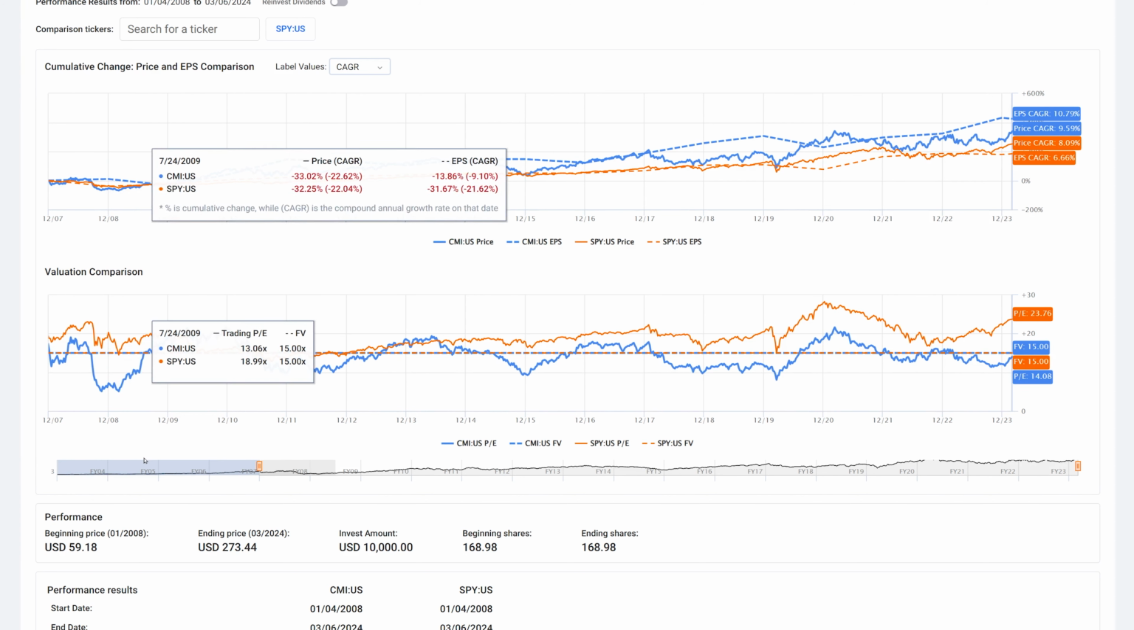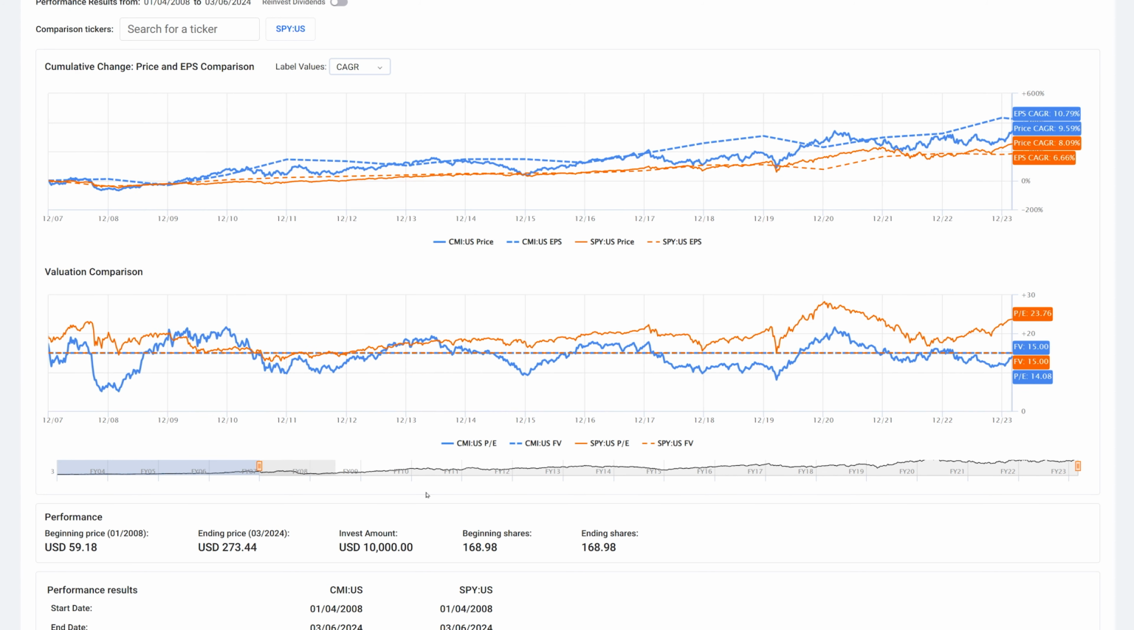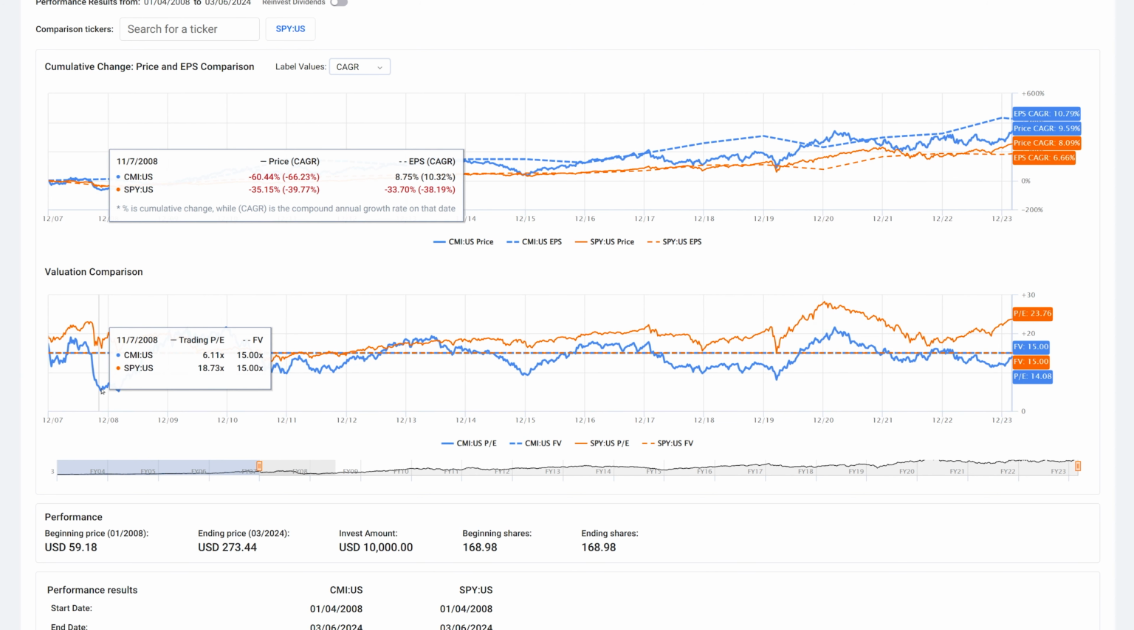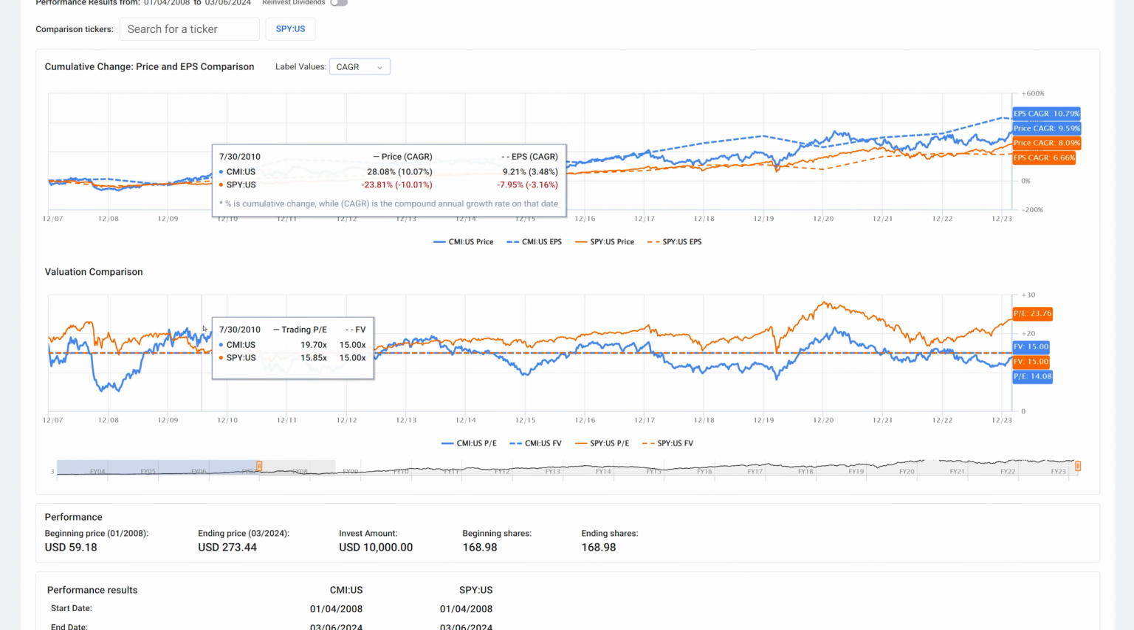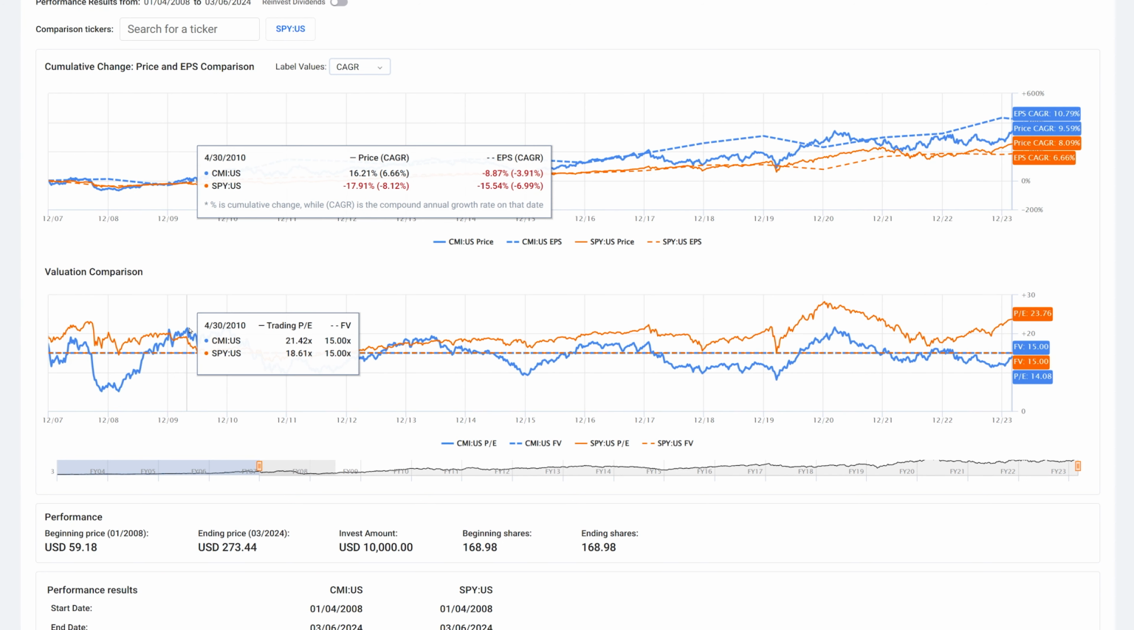All right, now we also can look at this graph and recognize that the periods where Cummins outperformed the market were periods when the valuation was very, very low relative to the market. Like here on October 24th, we see that Cummins had a PE of 6.7 compared to the market at the same time, at the same date, of a PE of almost 17. And you can see that Cummins, therefore, outperformed the market. The blue line was higher than the orange line.